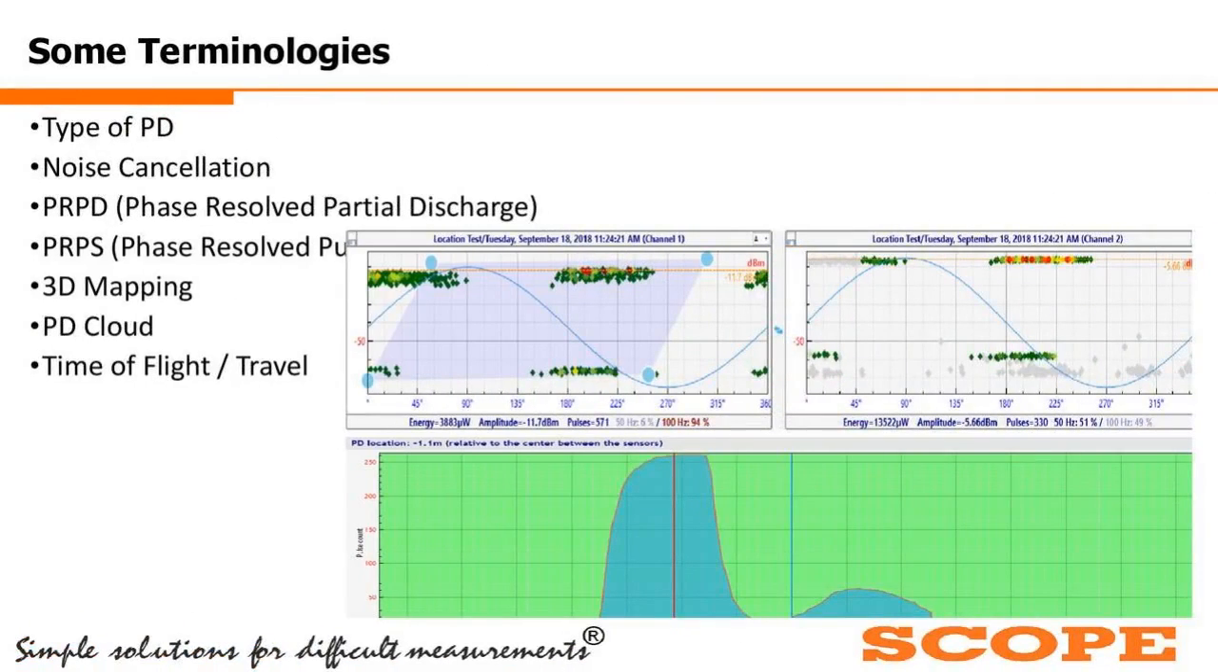Now, you have got time of flight. Whenever we say we need to pinpoint or localize the partial discharges, what is the technology behind this localization? This technology is called time of flight or time of travel.